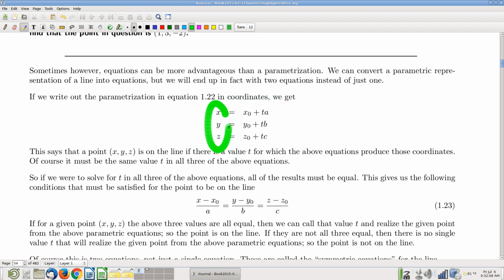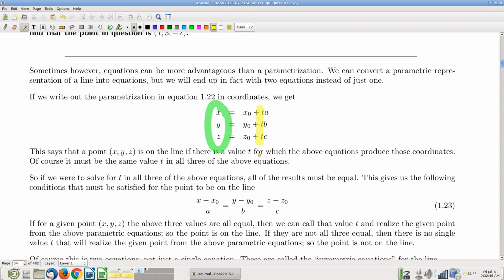If a certain point x is on this line, then that point x can be generated by some value of t. If this point x can be generated by some value of t, what that means is there is a single value t in these equations that I can plug in that will generate the correct x coordinate, the correct y coordinate, and the correct z coordinate. A single value of t that will do all of those things.